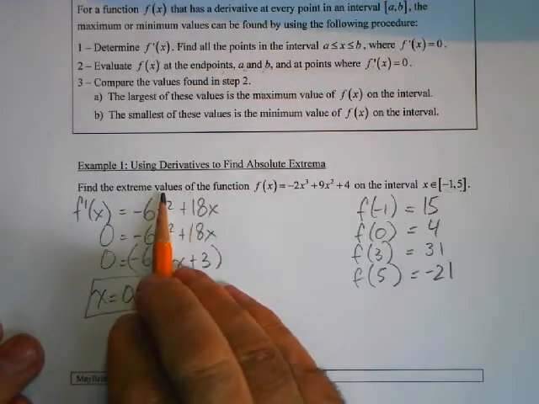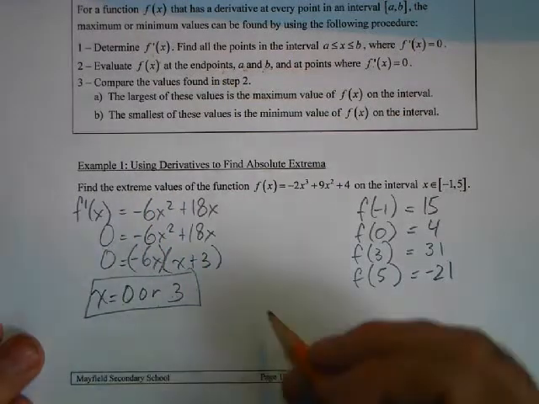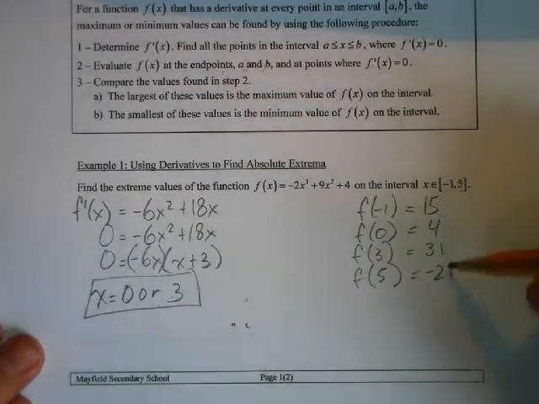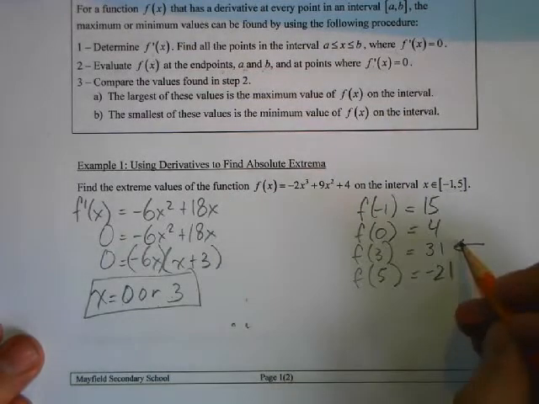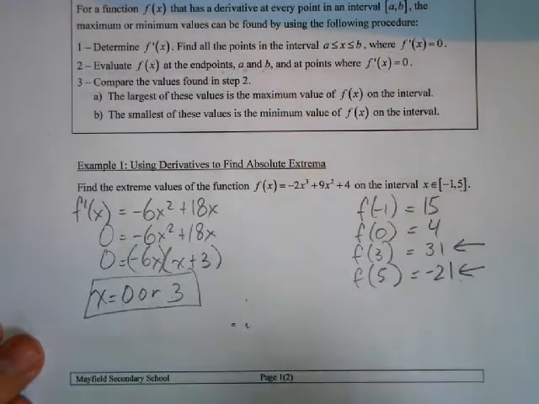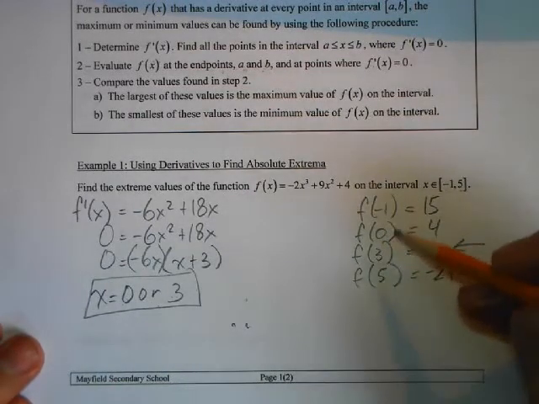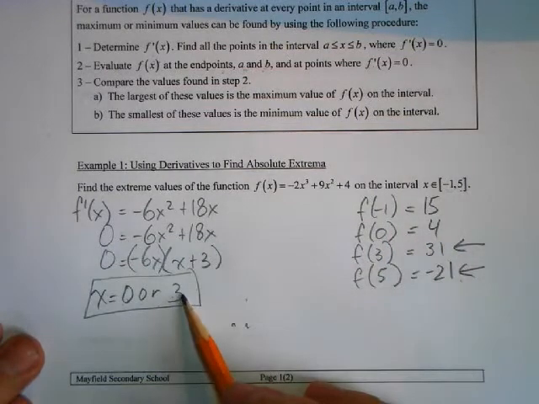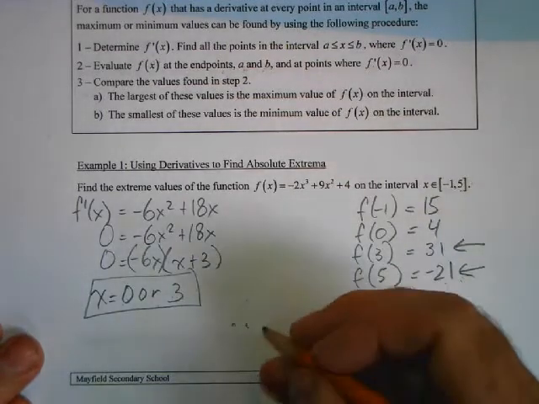Okay, and it's asking for the extreme values, so that includes both maximum and minimum. So what I do now, what's the highest of these? Well, that's going to be our max, and the -21 will be our min. So the extreme maximum value is actually one of the critical points, but the extreme minimum value is actually one of the endpoints at 5.